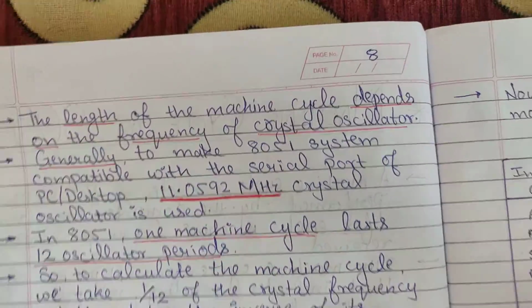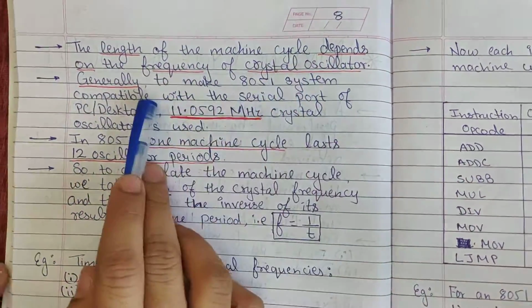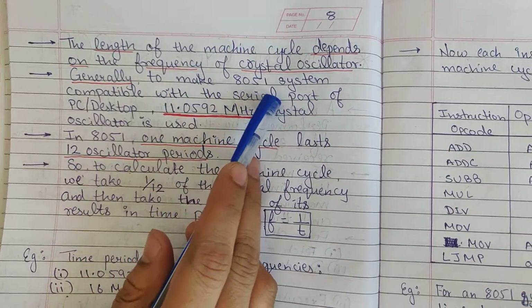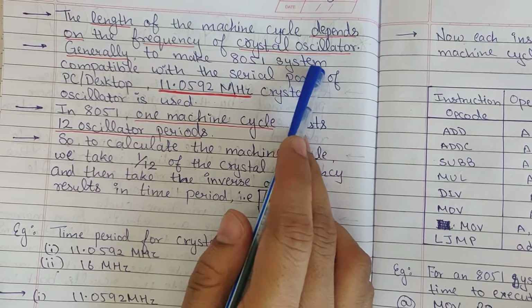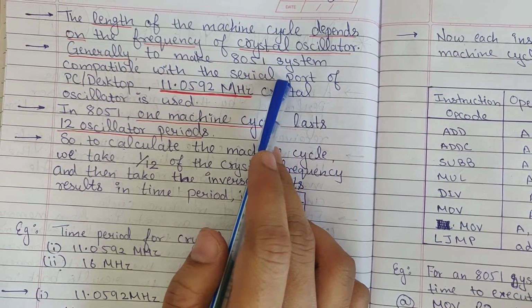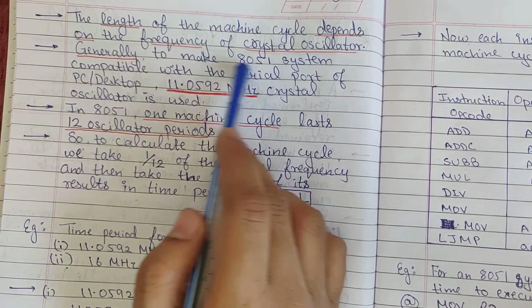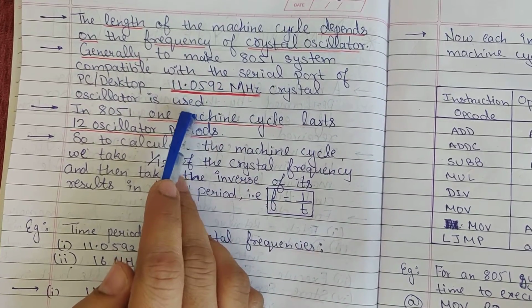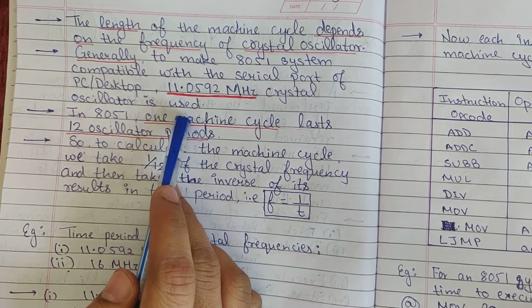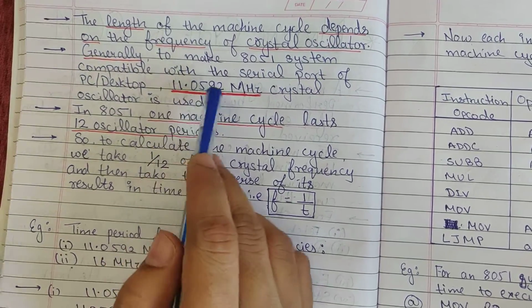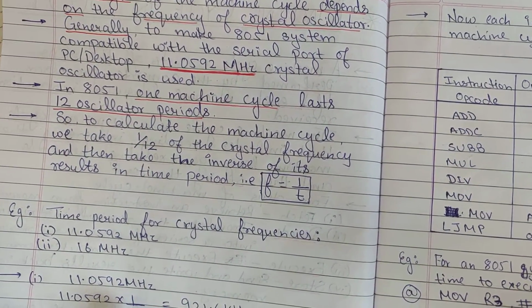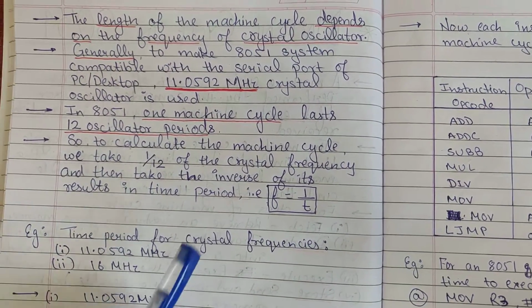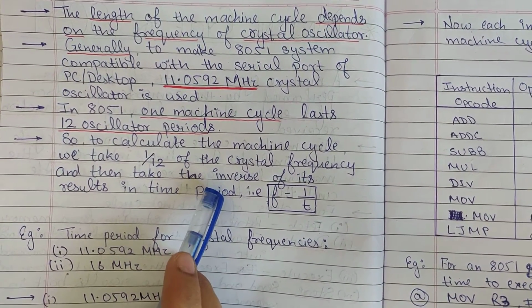Now the length of the machine cycle depends on the frequency of the crystal oscillator. So how much time it will take depends on the frequency of the oscillator being used. In 8051, generally, to make it compatible with the serial port of my desktop, laptop or PC, an 11.0592 MHz crystal is used. But you can use anything between 4 and 40 MHz.